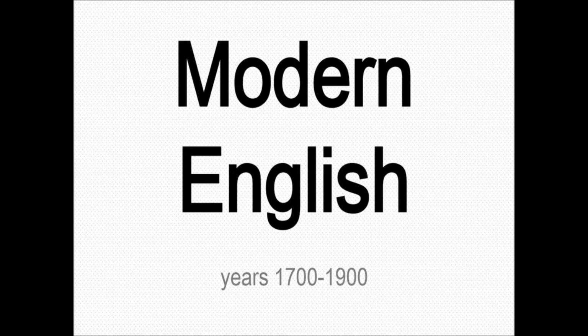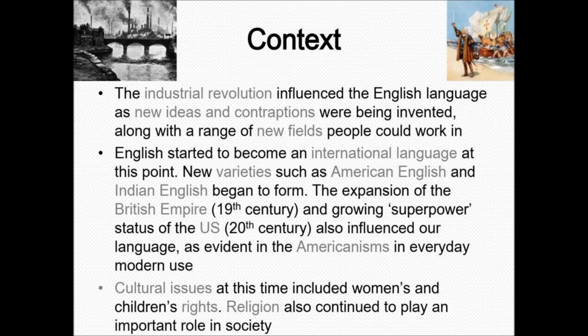Now we begin the modern English period from 1700 to 1900. Let us discuss the historical, social and political context of the period. The Industrial Revolution influenced the English language as new ideas and contraptions were being invented, along with a range of new fields people could work in.